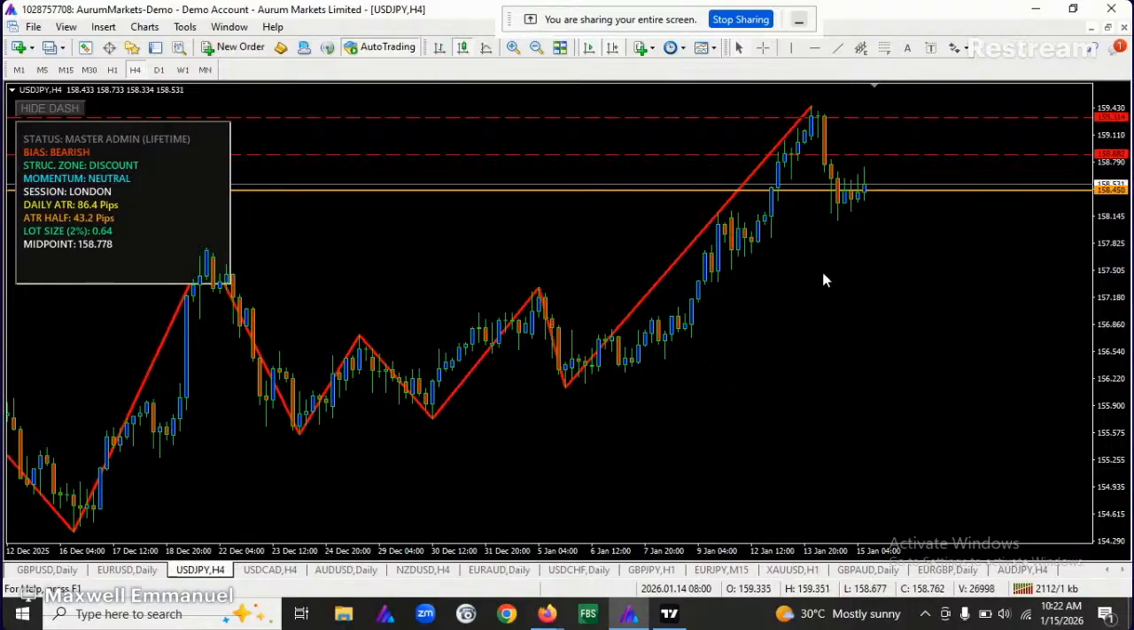We're looking for prices at discounts now. Please take note: if this daily bias changes to bullish after today's candle closes, buy USDJPY tomorrow. If the daily bias changes to bullish after the close of today's market, buy USDJPY tomorrow.